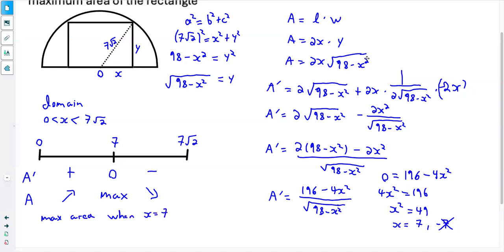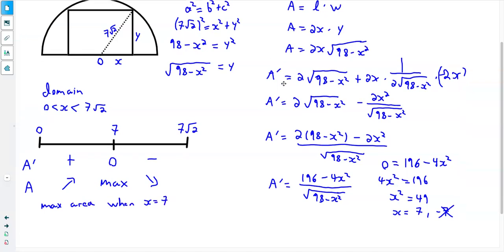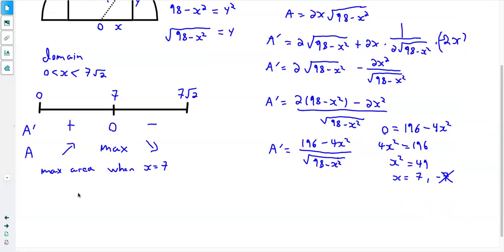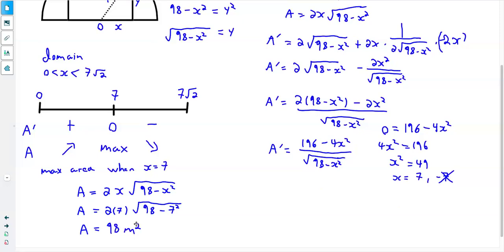Now over here we had an equation for our area, so let's calculate what that maximum area is. So we've got area is 2 times x times the square root of 98 minus x squared. We'll substitute that 7 in. So I've got 2 times 7 times the square root of 98 minus 7 squared. And that's going to give us an area of 98 meters squared.